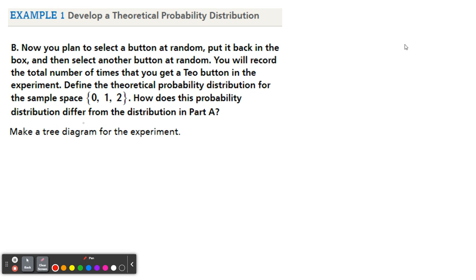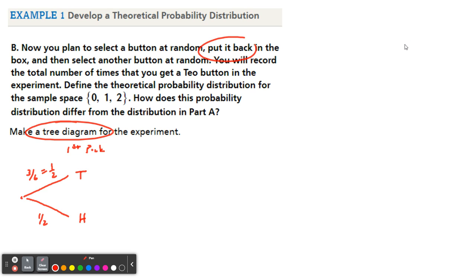So now we're going to use a tree diagram to set up this distribution, right? So remember, a tree diagram is a great way to model visually what's happening. So because we are selecting 2 buttons, here's my little starting point. So this is the first pick. And with the first pick, you either get a Teo button or you get a Henry button. And again, there is a 3 out of 6 chance to get a Teo button, which is 1/2. Again, a 3 out of 6 chance to get a Henry button, which is 1/2.